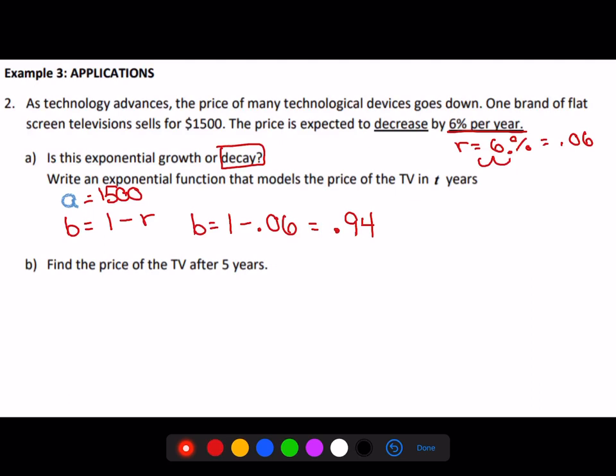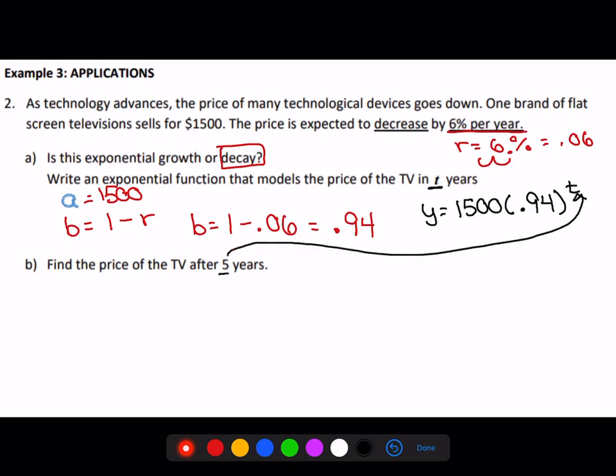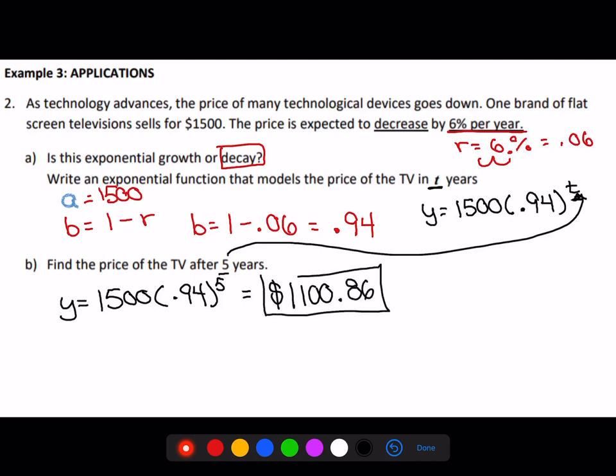So from here, I can go ahead and write my equation. Y is equal to A, 1,500, times B, 0.94, raised to the power of t, because we're working in years. From there, find the price of the TV after 5 years. Once again, we just plug in 5 for t, and we get Y is equal to 1,500 times 0.94 raised to the 5th power. If we plug this into a calculator, we get our final answer as $1,100.86. So after 5 years, that TV's lost almost $400 in value.